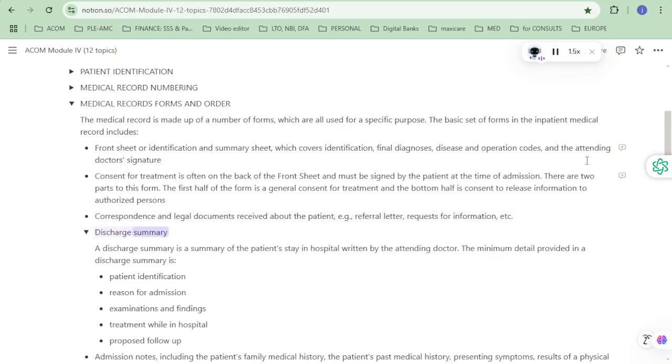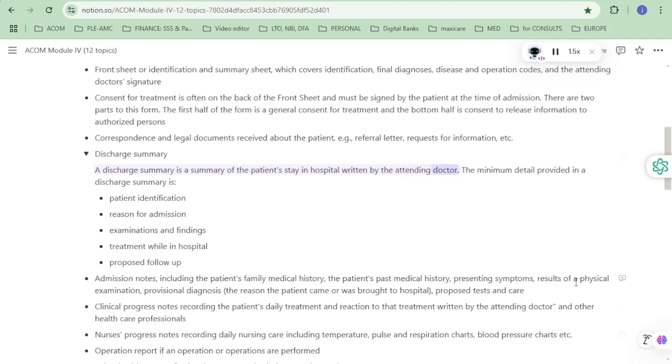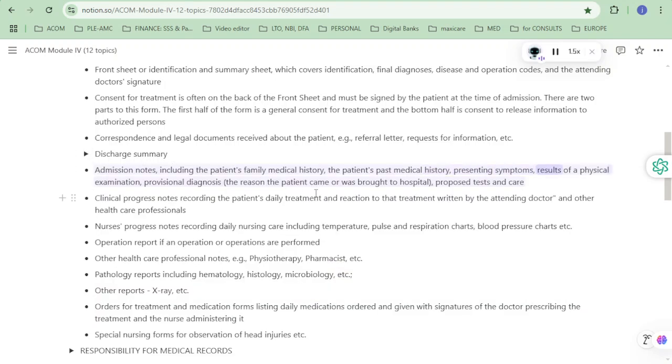Discharge summary. A discharge summary is a summary of the patient's stay in hospital written by the attending doctor. The minimum detail provided in a discharge summary is patient identification, reason for admission, examinations and findings, treatment while in hospital, proposed follow-up, admission notes, including the patient's family medical history, the patient's past medical history, presenting symptoms, results of a physical examination, provisional diagnosis, the reason the patient came or was brought to hospital, proposed tests and care.